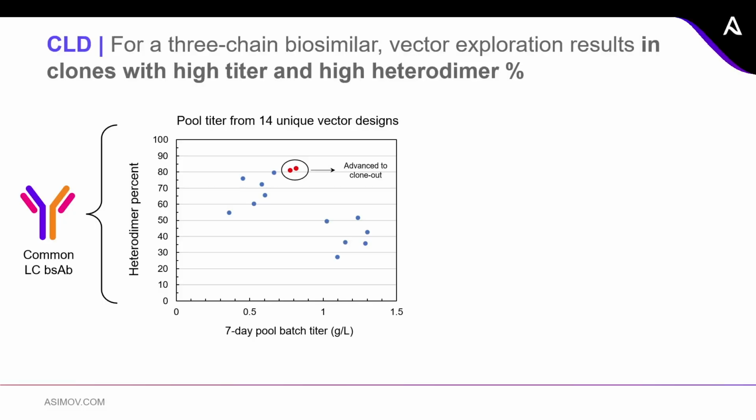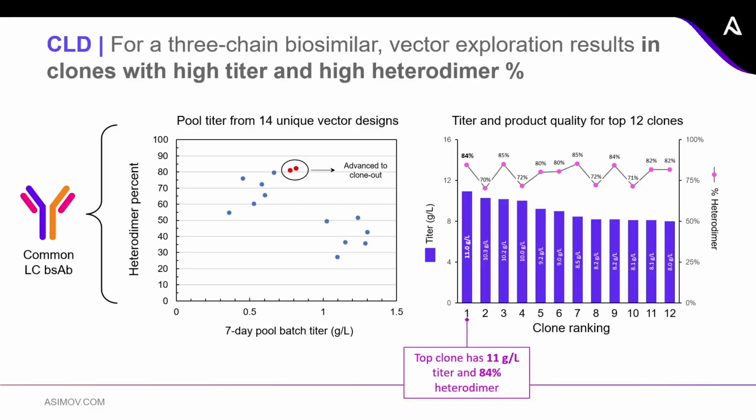And so what we noticed is that if we had picked 1 or 2 of these 14 designs, the chances that we would hit either a high heterodimer percent and low titer or a low heterodimer percent and high titer would be very high probability. However, we found 2 of these vector designs that were able to have both high pool titer as well as high heterodimer percent that we could move forward to the next stage.